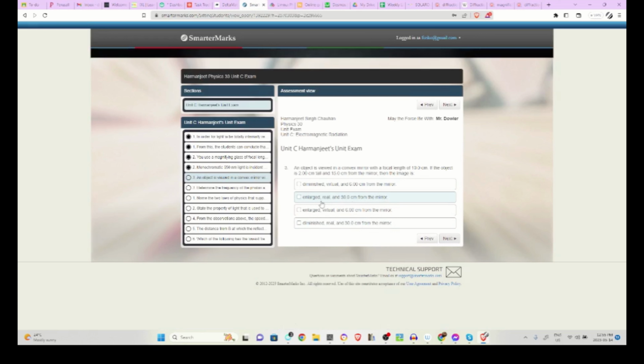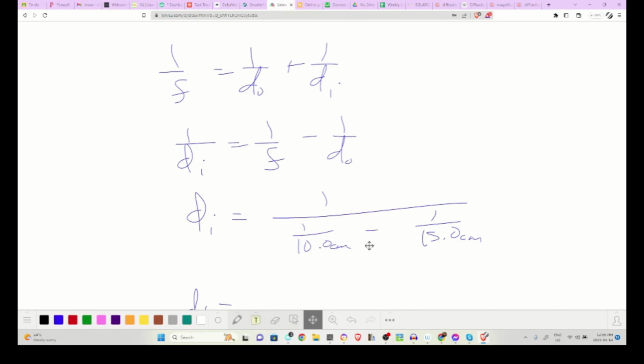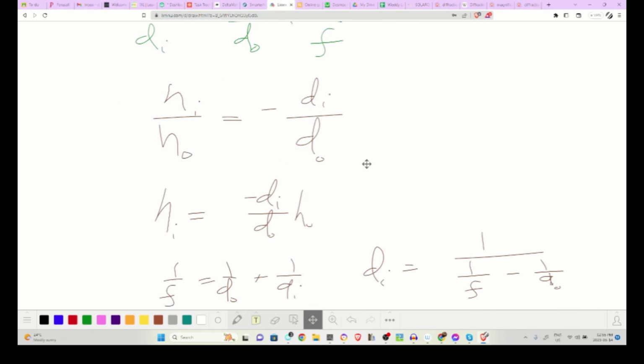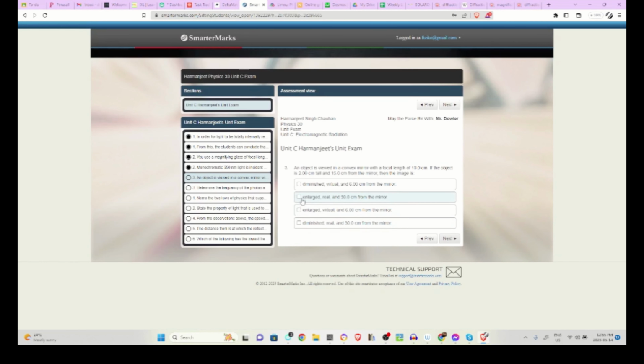So we have to figure out, is it going to be enlarged and real or diminished and real? So clearly it's going to be real. We have to figure out, is it enlarged or diminished? Well, our object distance and the image distance come back to our magnification. The image is 30 centimeters away. That's double the distance to the object. So the height of the image has to be double the height of the object. So it's going to be enlarged. And that's not what this is saying.